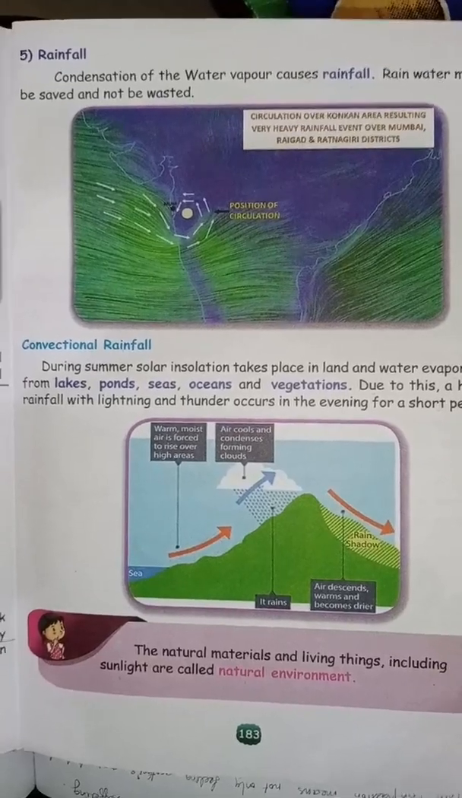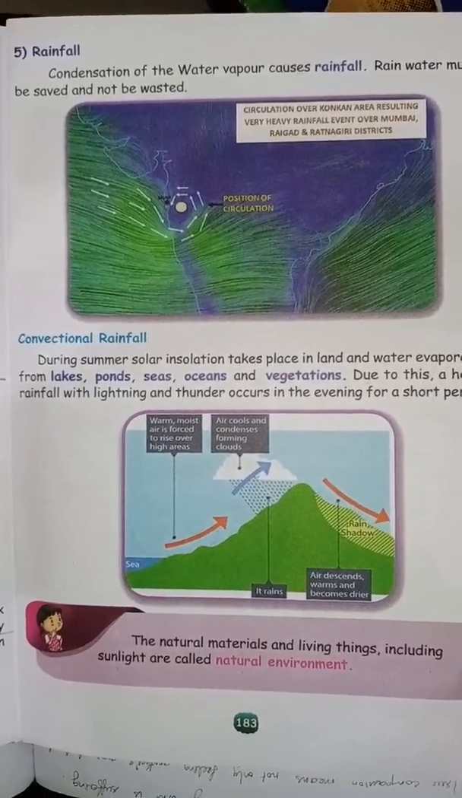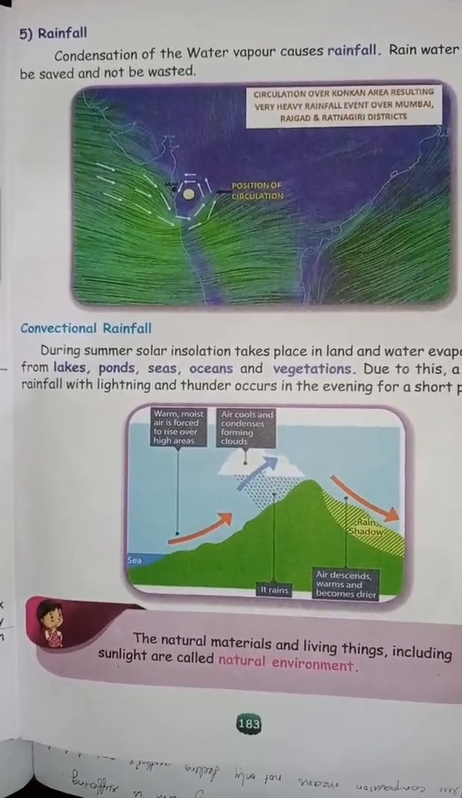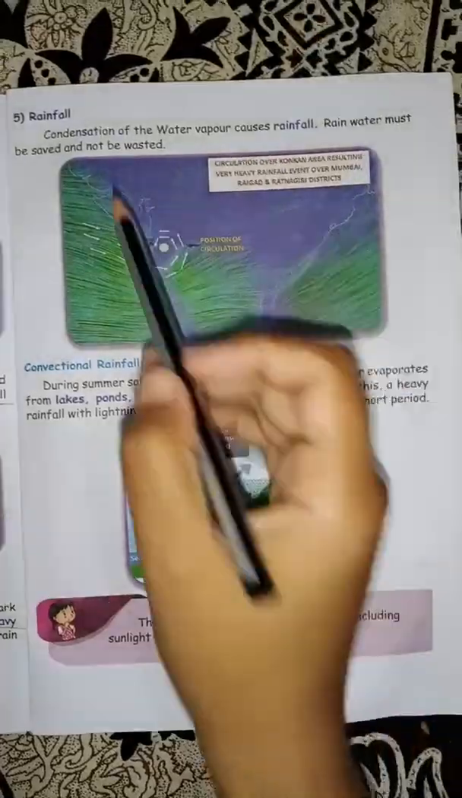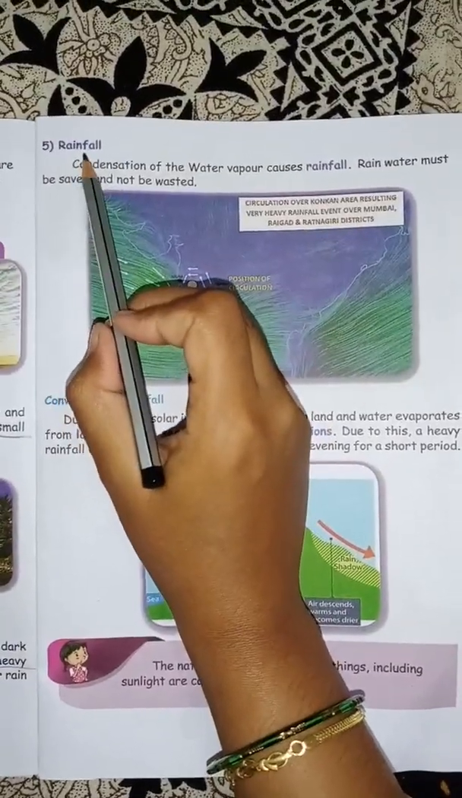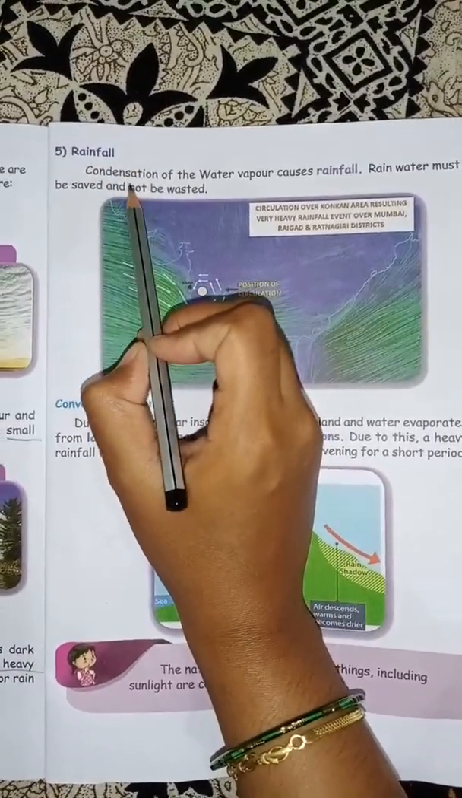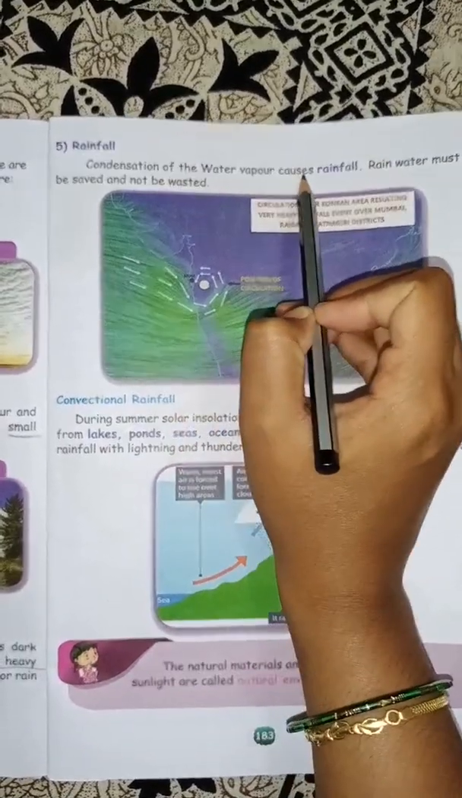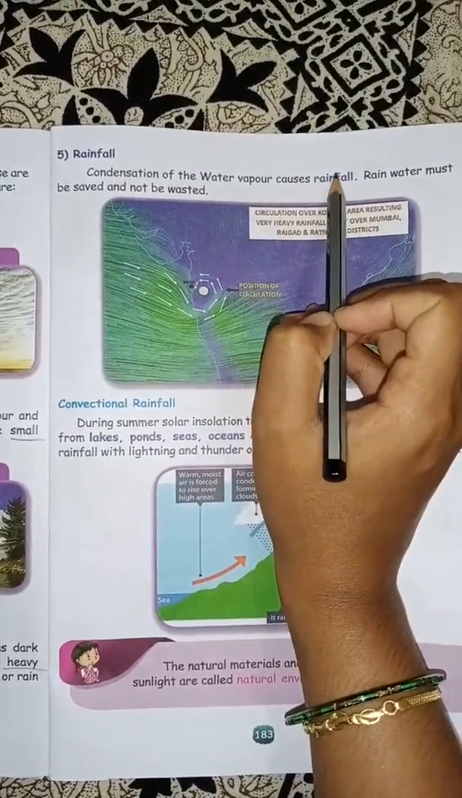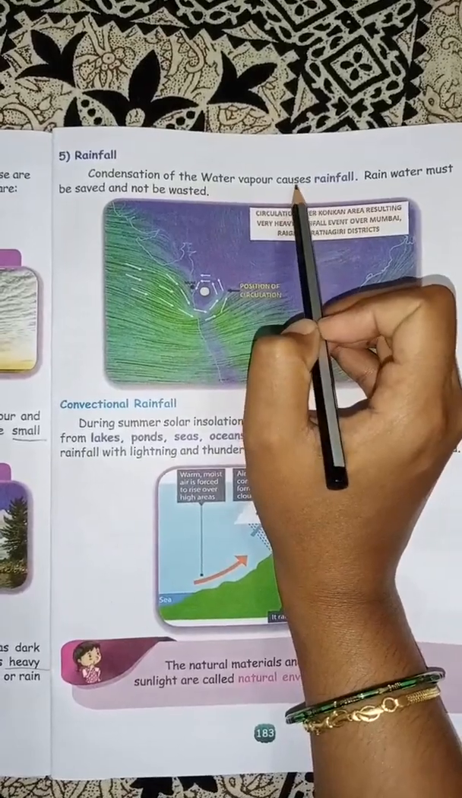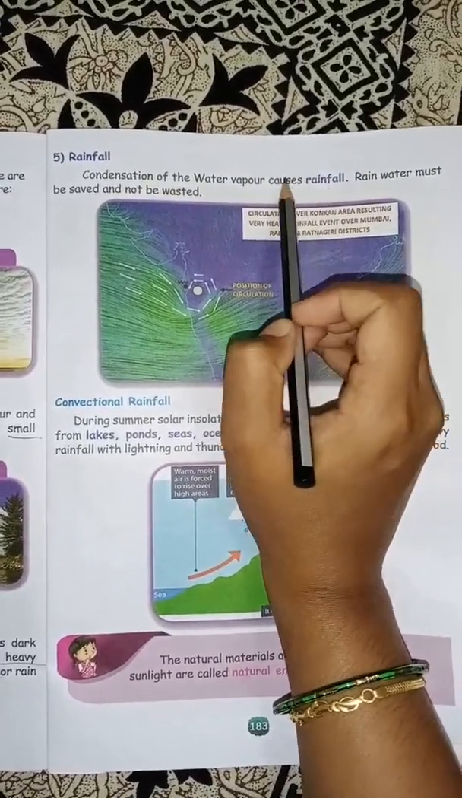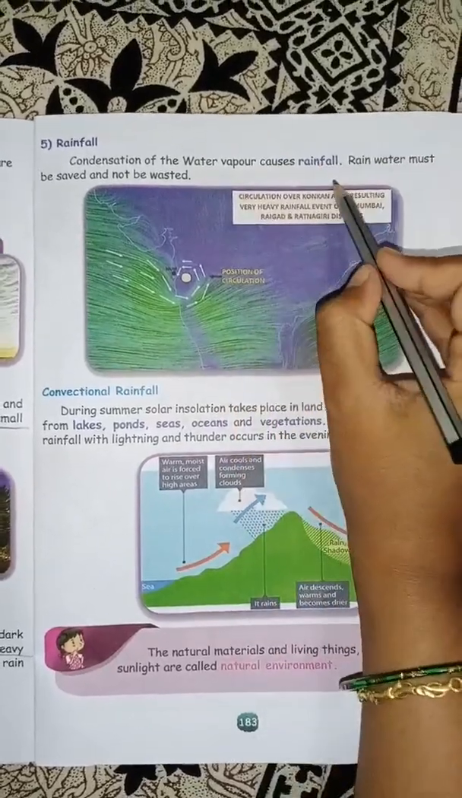Good morning, children. Today we are going to discuss rainfall and the types of rainfall. Condensation of the water vapor causes rainfall. So, which causes the rainfall, children? Condensation of the water vapor causes rainfall.